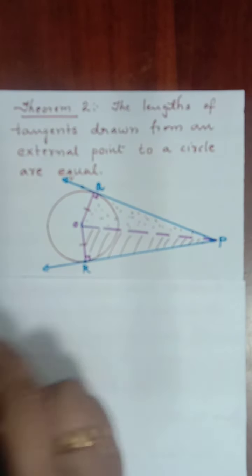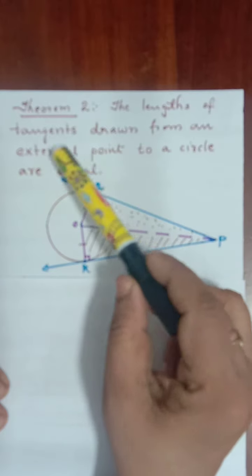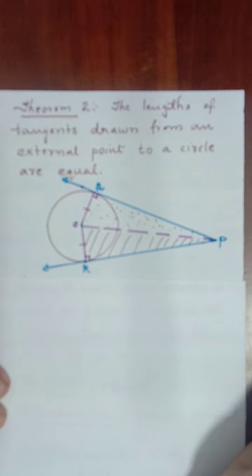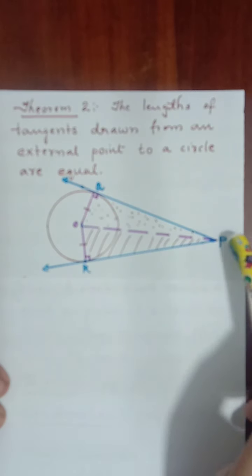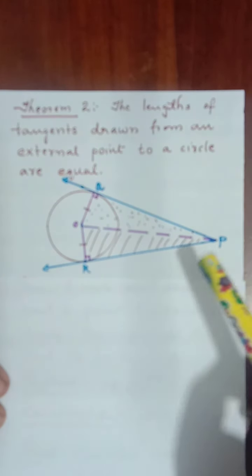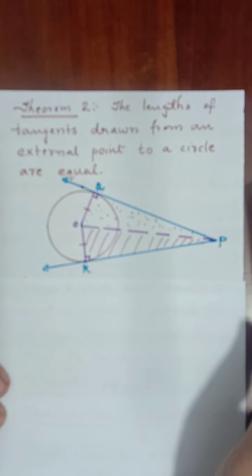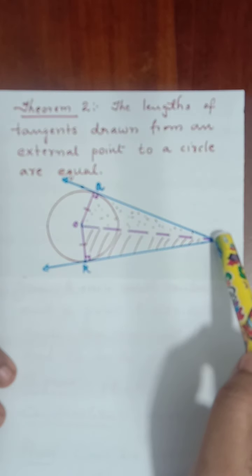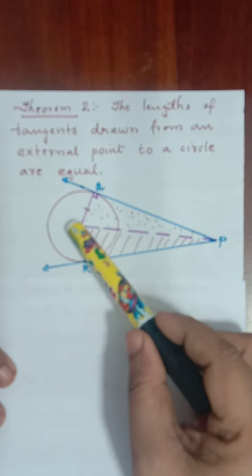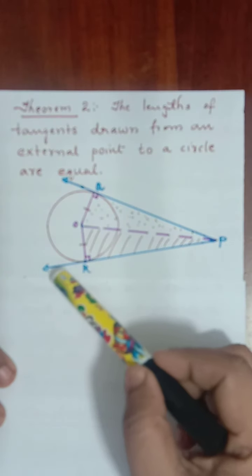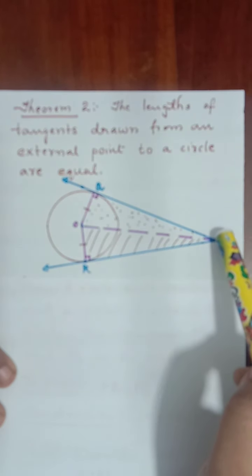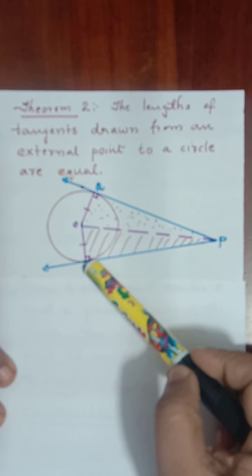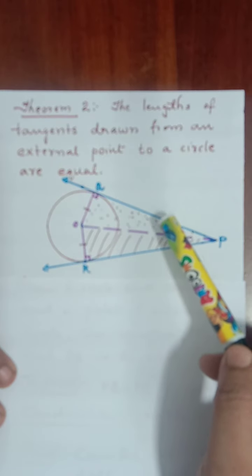Theorem states like this: length of tangents drawn from an external point to a circle are equal. Lengths of tangents. Here tangents are PQ and PR. Figure won't be given, only the statement will be given to you. You have to draw figure according to given statement. Here circle with the center O, PQ and PR are tangents. Length of the tangent means from P to Q, PQ and PR. That is equal, we have to prove.